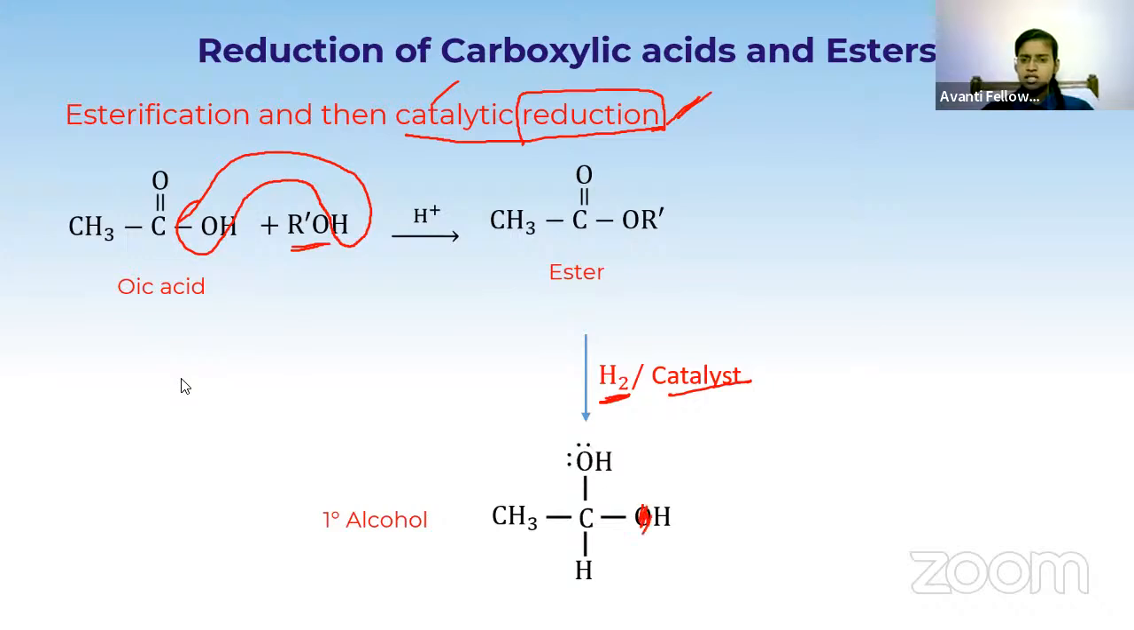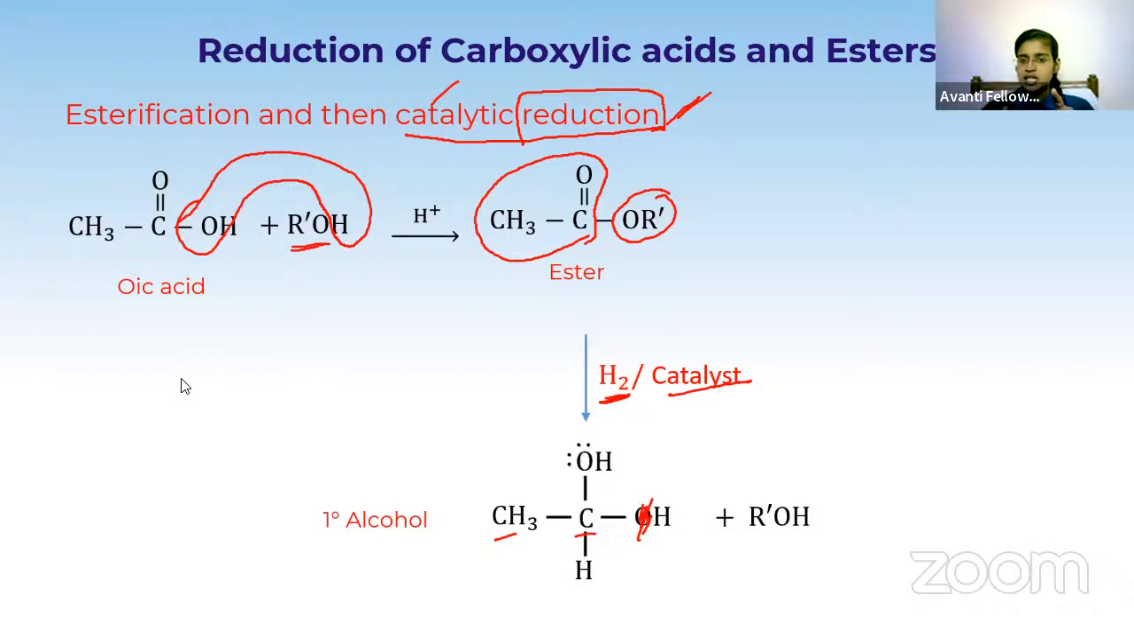This is not OH, this is H. CH3, CH2, OH, and also one more alcohol, R dash OH. So this compound I will get. Got it? So this will form one alcohol, and the other part, the two carbon system, will form another alcohol. Got it? So we will get a primary alcohol and another alcohol.